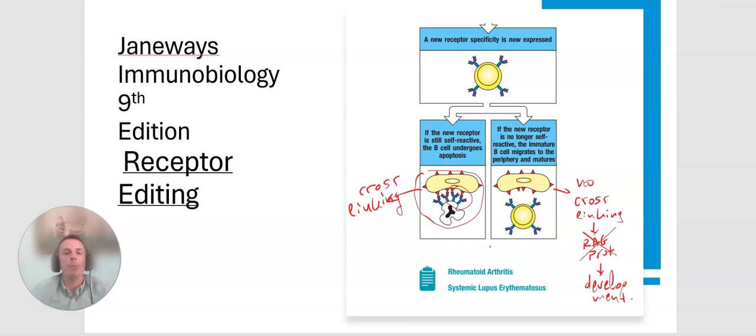The importance of receptor editing as a mechanism of tolerance is well established, as defects in this process contribute to the human autoimmune diseases, systemic lupus erythematosus and rheumatoid arthritis, two diseases characterized by high levels of autoreactive antibodies.